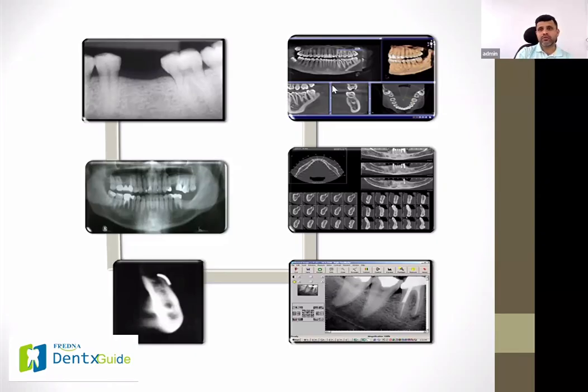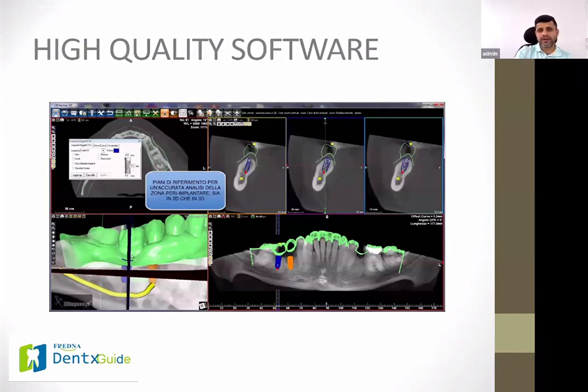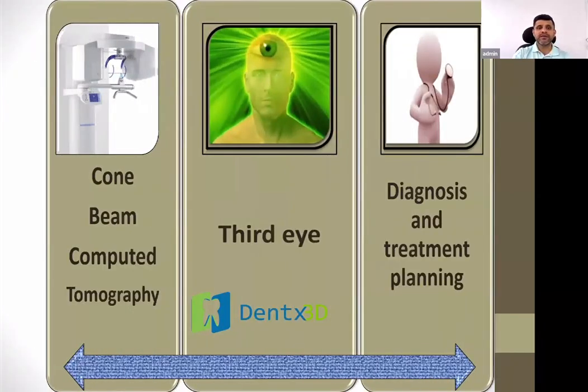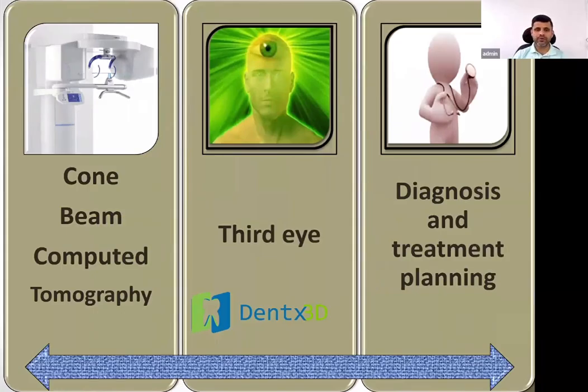In CBCT, the dose is 99 times less than that of the CT scan. The time required is less, and the cost is also less. So the latest development in the field of dental radiology is CBCT. With the help of CBCT, we can do our implant planning in high quality software. CBCT stands for Cone Beam Computed Tomography. That is the full form of CBCT, and it is also the third eye in diagnosis and treatment planning.